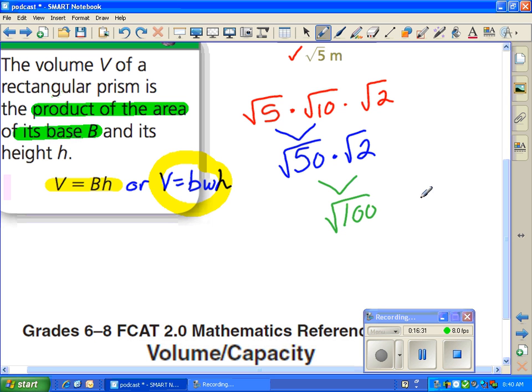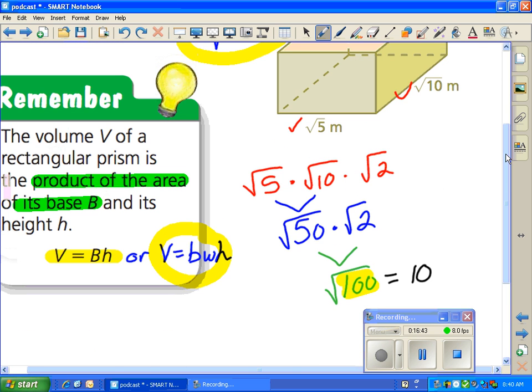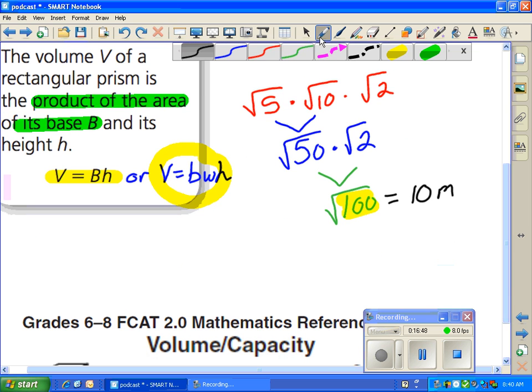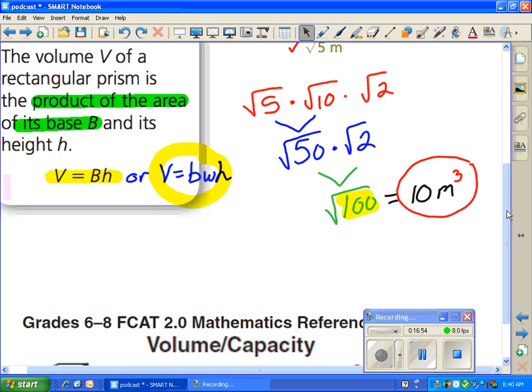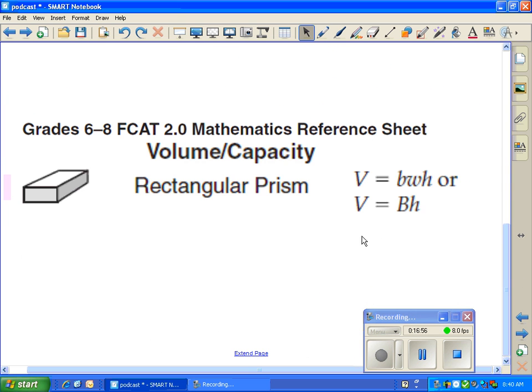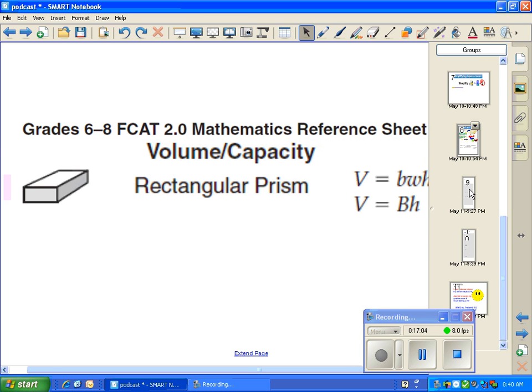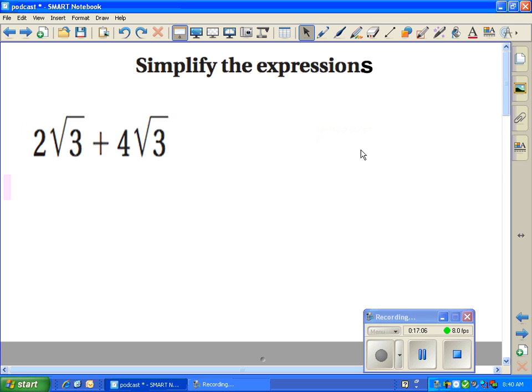Now I'm going to put my square root. I'm always looking for perfect squares. 100 is a perfect square, so the square root of 100 is 10. My unit is meters, and since I'm talking about volume, my unit is always cubed. And if you didn't know the formula to find the volume of a rectangular prism, it's listed right on your handy-dandy reference sheet.